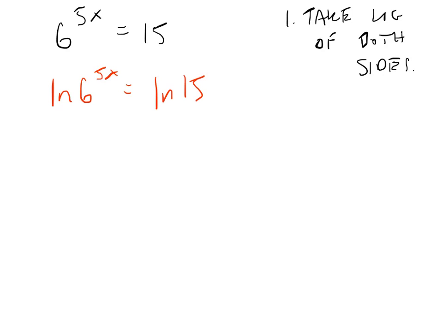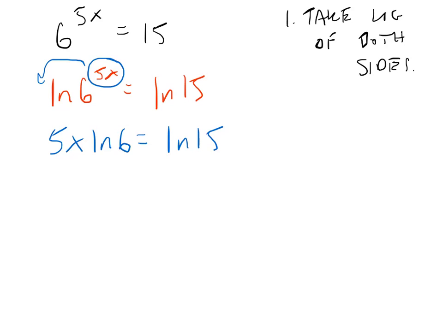So I took the natural log of both sides, and the reason I did that is because remember with the laws of logarithms, we can take this 5x and we can actually bring it to the front of our natural log of 6. So I can rewrite that natural log of 6 to the 5x. I could take that 5x and bring it to the front by the laws of logarithms, and I'll get that 5x times the natural log of 6 equals the natural log of 15.